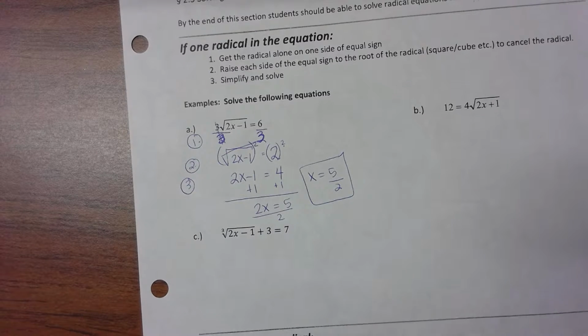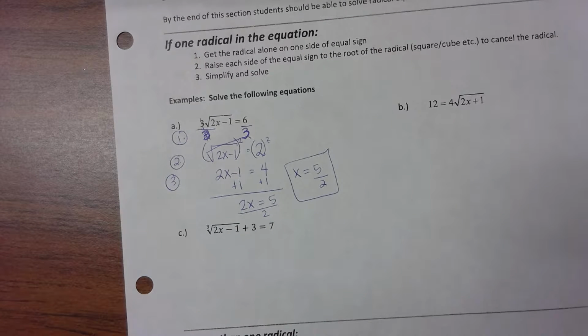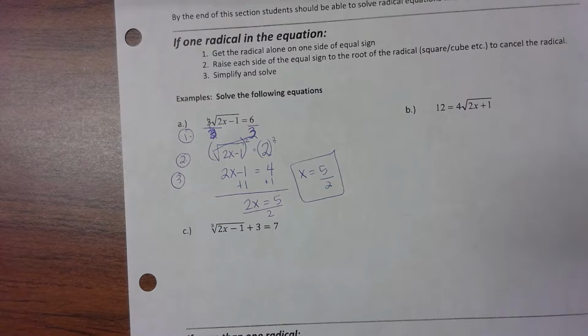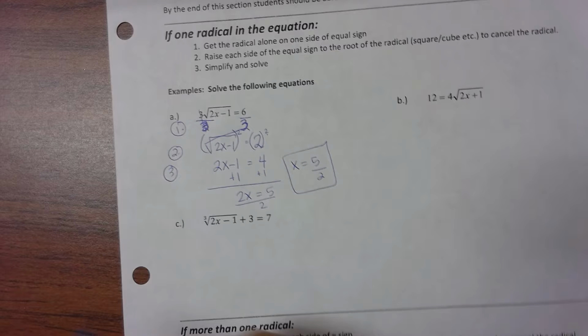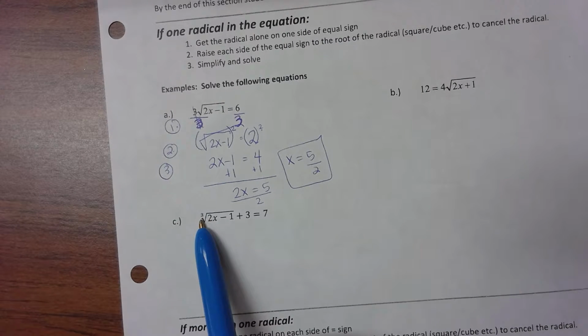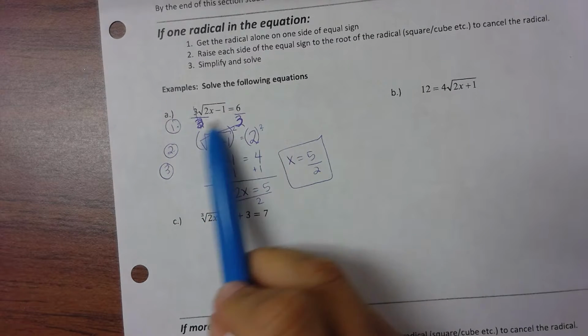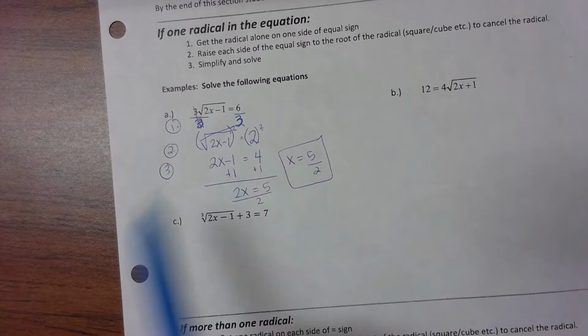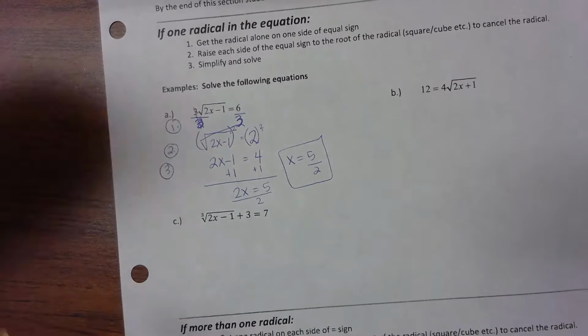So now why don't you pause the video and try working out B and C on your own. Notice that C is a cube root. So when you get to step 2, you're going to have to raise both sides of the equation to the third power.